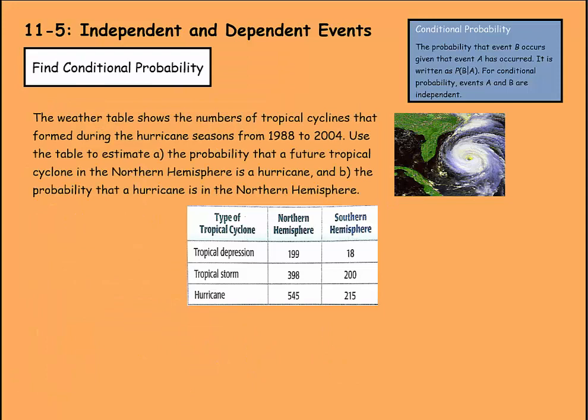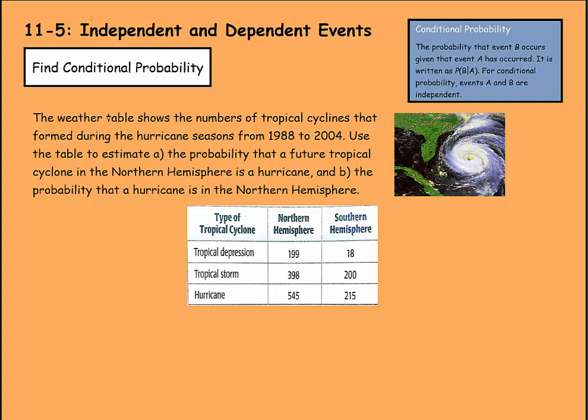Now we need to find conditional probability. Conditional probability is the probability that event B, so the second event, occurs given that event A has occurred. It is written as the probability of B after A. For conditional probability, events A and B are dependent because it's a given that A has already happened. Let's put that into practice.